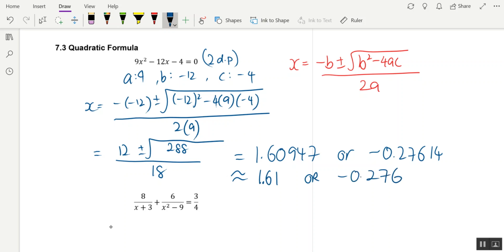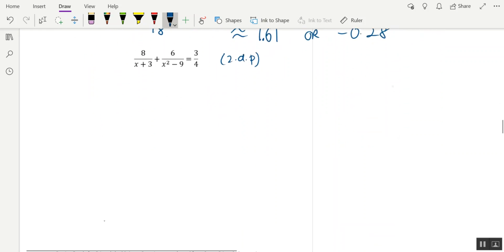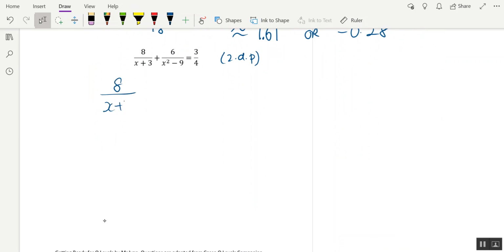So if you have an algebraic fraction, and they say to keep it to 2 dp, that would mean the quadratic formula has to come into play. So in this case it should be 0.28.